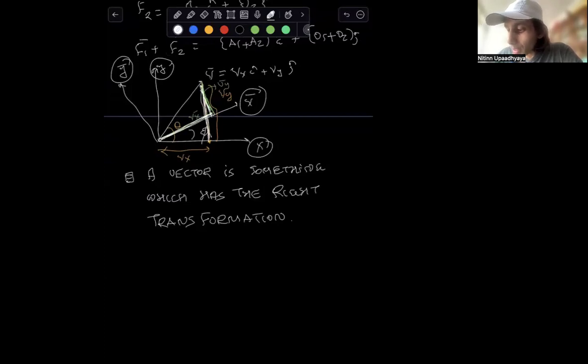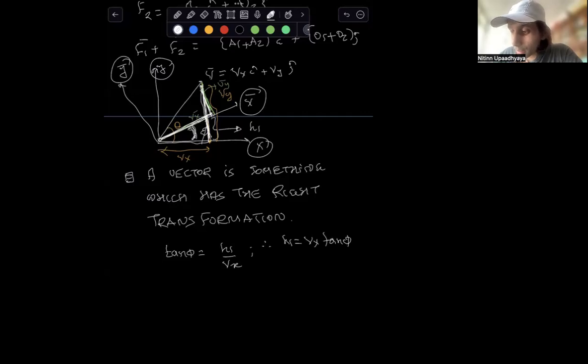So if this angle is phi, and the original vector made an angle theta with the original x-axis, we can calculate this height. We know what Vx is, the horizontal component. Let me call this h1. What is h1? I can take the tangent of phi. Tangent of phi is h1 divided by Vx, and therefore h1 is just Vx tan phi. That takes care of this particular length.